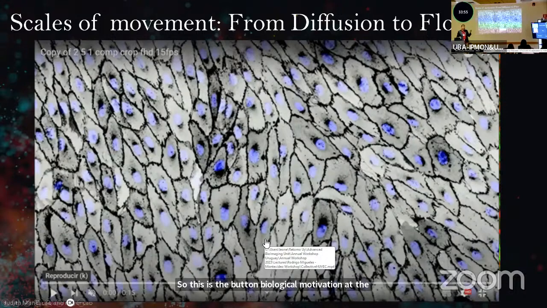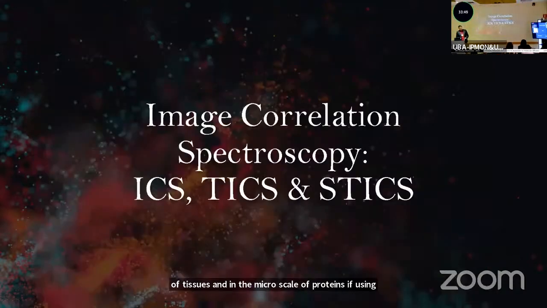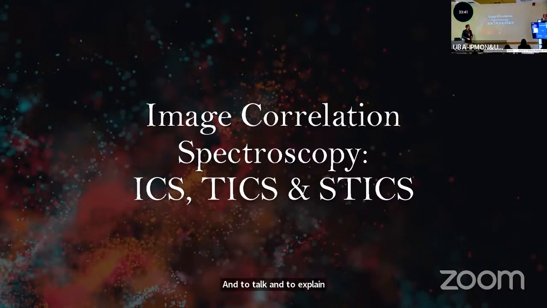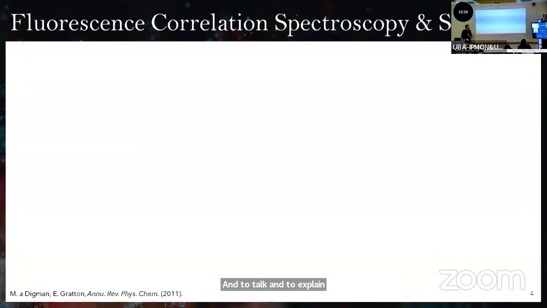So somewhere in between the bigger scale of tissues and the micro scale of proteins diffusing inside of the cell, we're going to be able to move in this space of image correlation spectroscopy. And to explain a little bit better what image correlation spectroscopy is, I'm going to go back a little bit to what we saw this morning. I know that today you will have heard about many different techniques, so just to remember and to explain again, what are the differences between what we're going to talk about and what we have seen this morning.